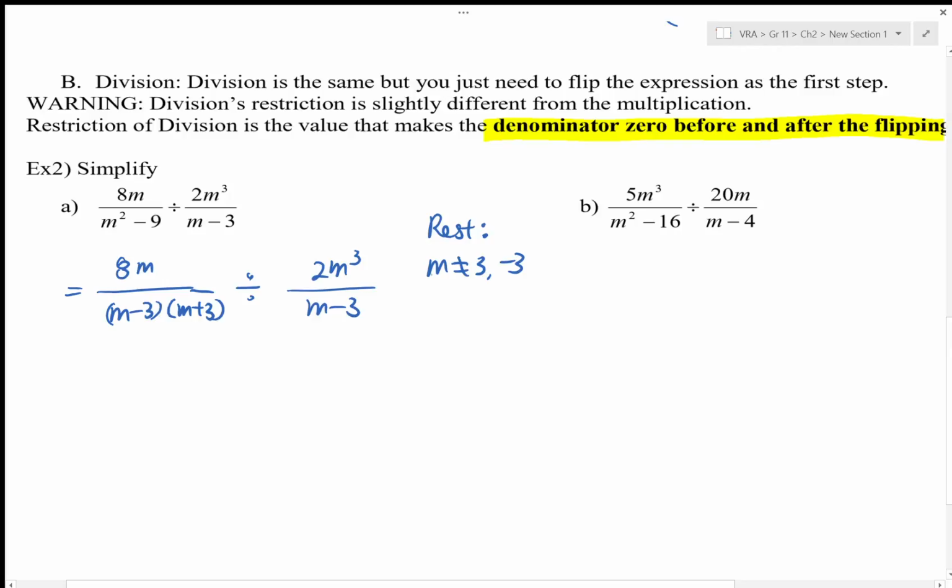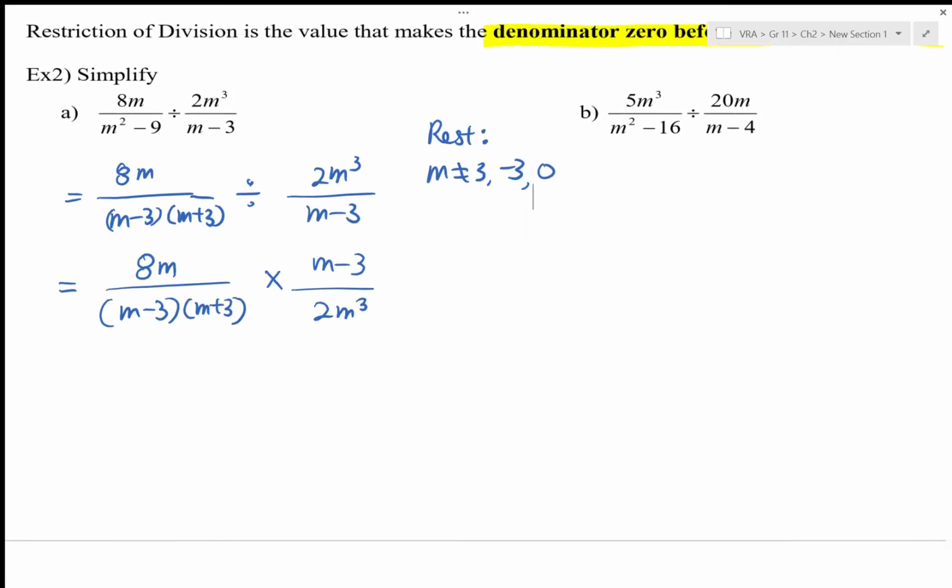So in this case, then your m, I'm going to follow the order. So we have 8m over m minus 3 and then m plus 3, and then times m minus 3 over 2m cubed. Again, we have to take a look at what the denominator is after flipping. So m also cannot be equal to 0. So you have 3 restrictions, okay? Then we just need to cancel things around and simplify it.